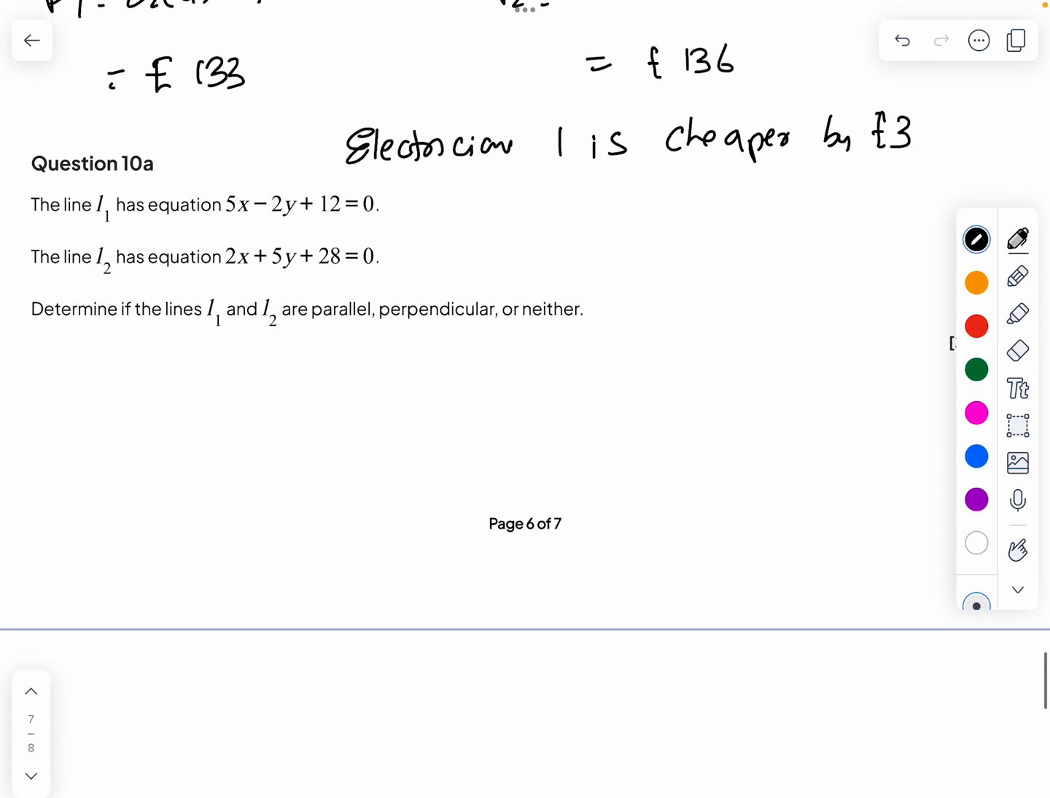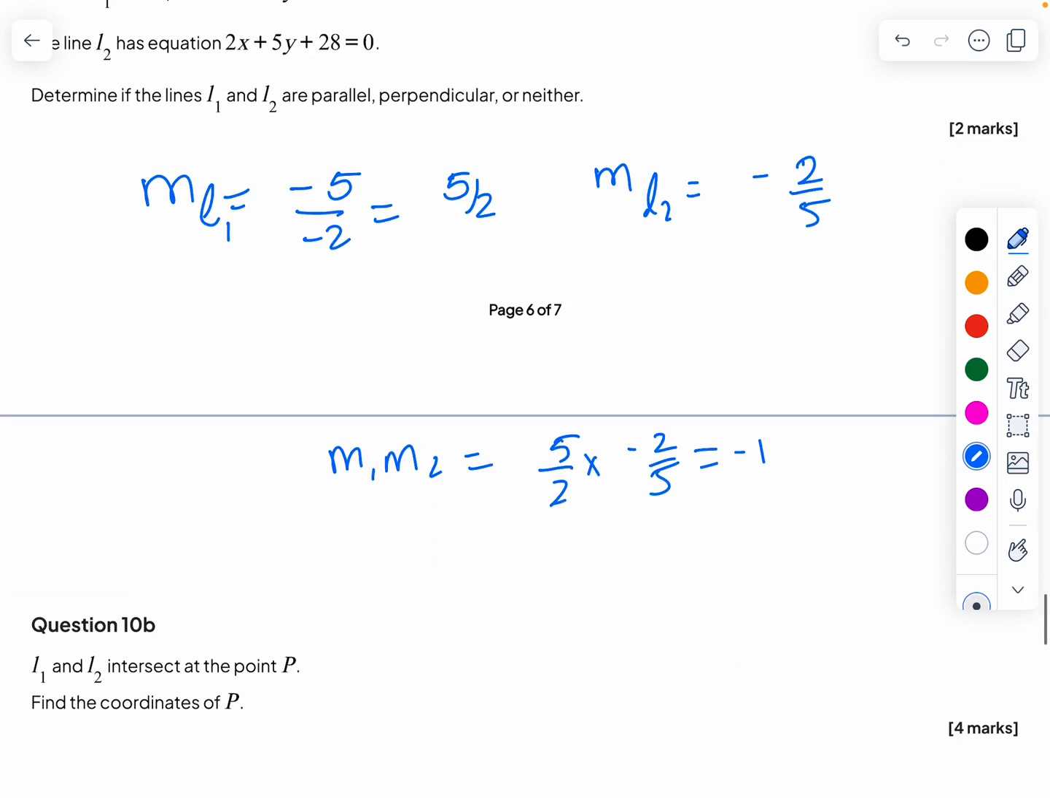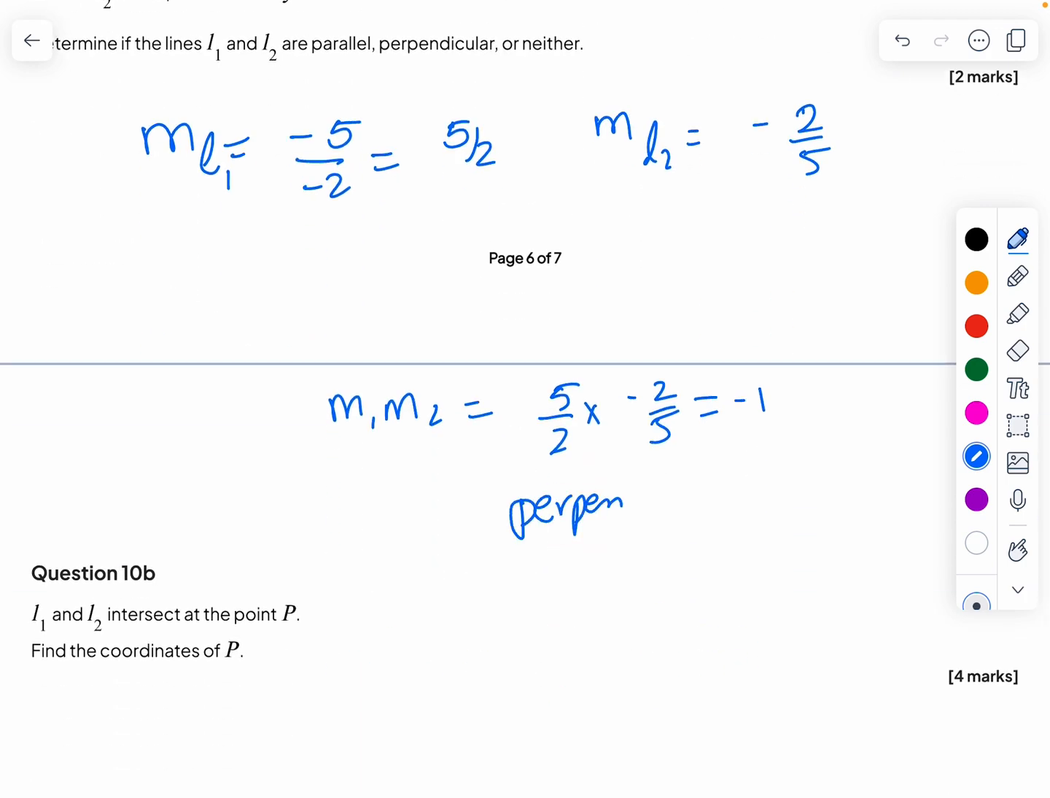Question number 10. Line L1 has an equation, L2 has an equation. Determine whether L1 and L2 are perpendicular, parallel or neither. Slope of L1 is minus a upon b, which is 5 upon 2. Slope of L2 is 2 upon 5 with a negative sign. When I multiply m1 and m2, 5 upon 2 times negative 2 upon 5 is negative 1. If the product of the slopes is negative 1, it is perpendicular.